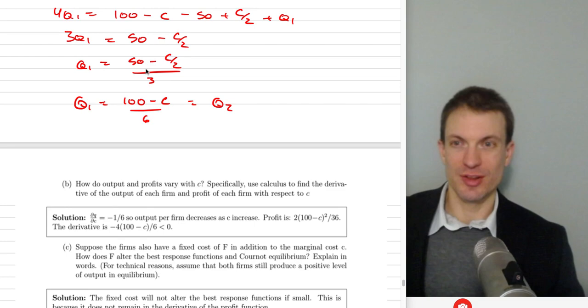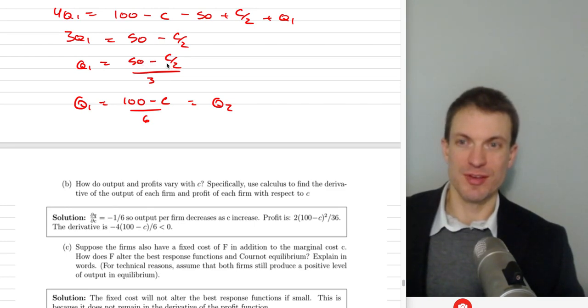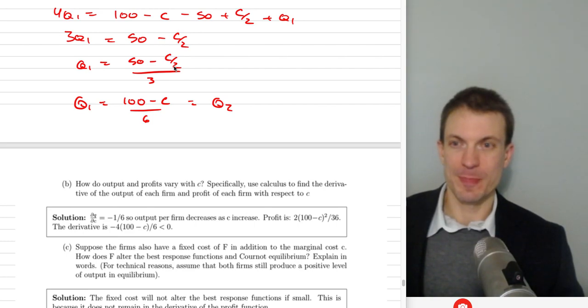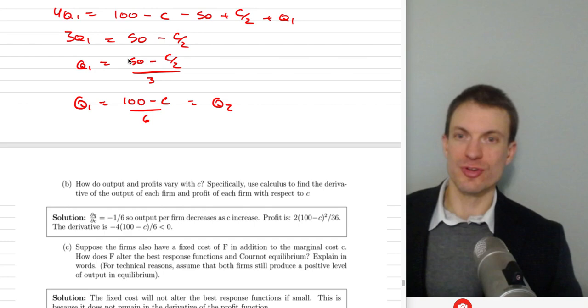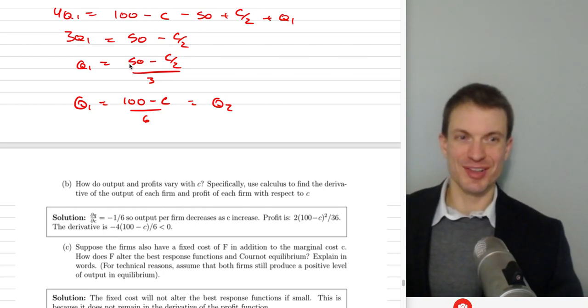And then I'm like, wait a second, I don't really like having this 50 minus c over 2. So why don't I be kind of clever and multiply through by an extra 2. I can't just multiply the numerator by 2. I've got to multiply numerator and denominator by 2, because if I do that, that's just 1 written really cleverly.